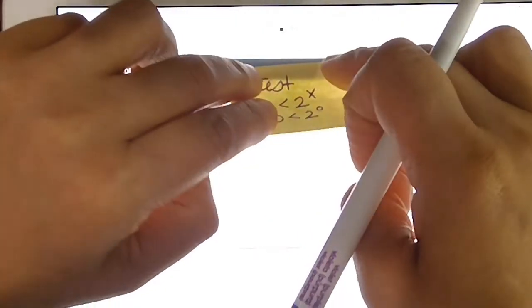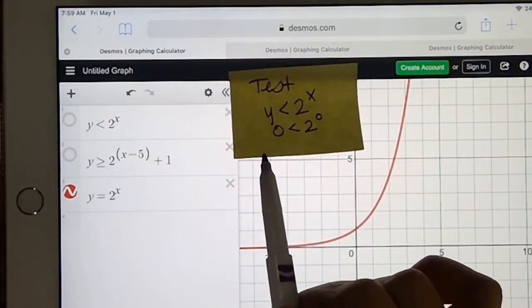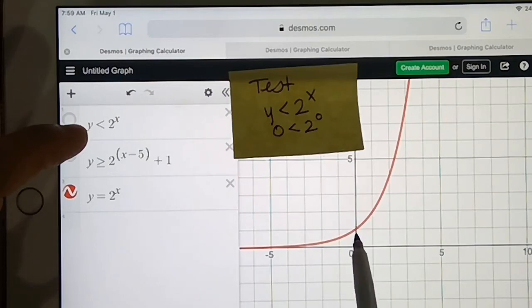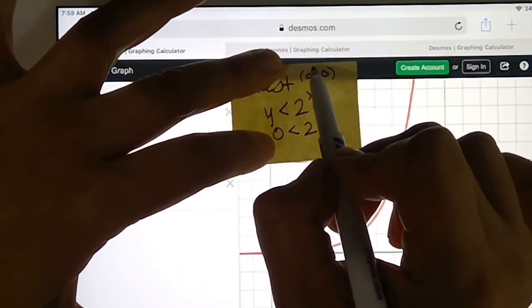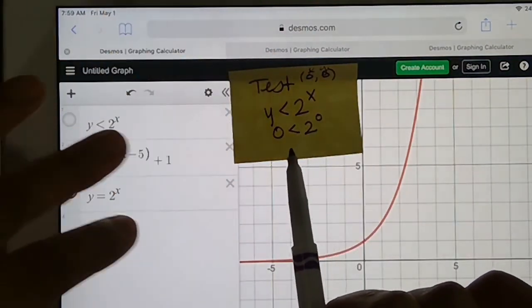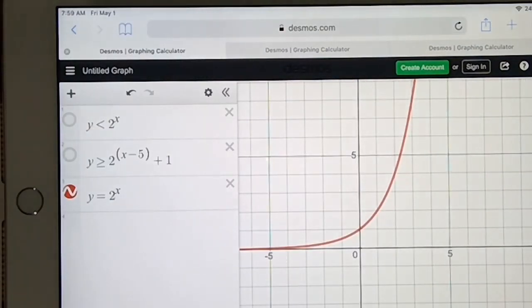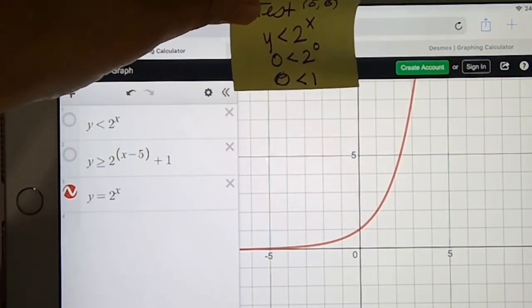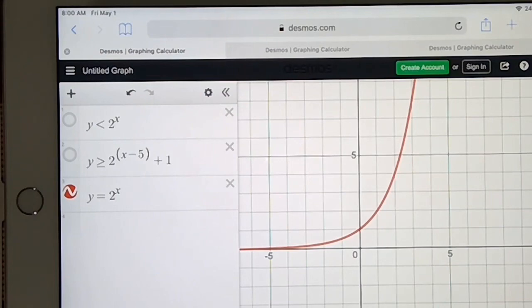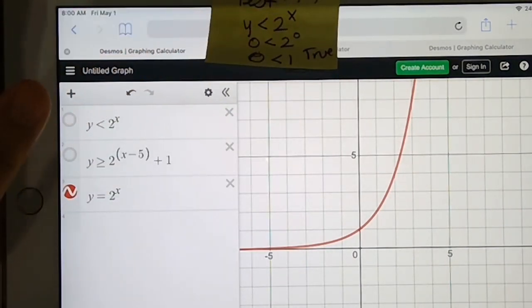Okay. If I plug in the point 0, 0, that's your x, that's your y. If you plug in 0 for y, 0 for x, so this is 0 right here. 0 is less than 1. Is that true or false? True. Because that's true, that means that 0, 0 is a solution.